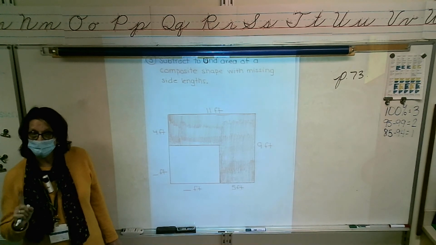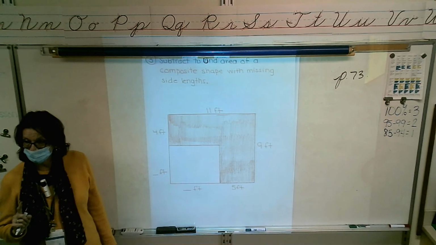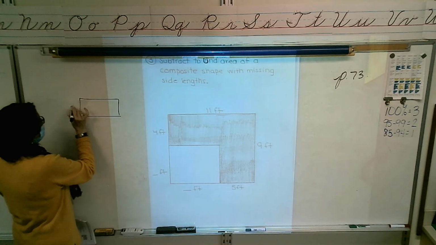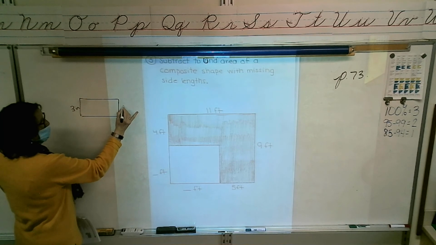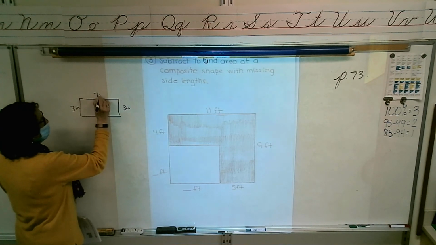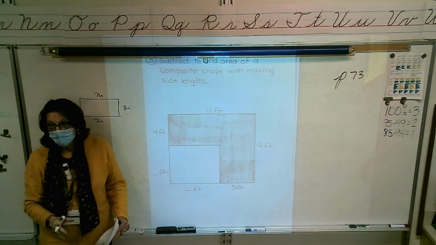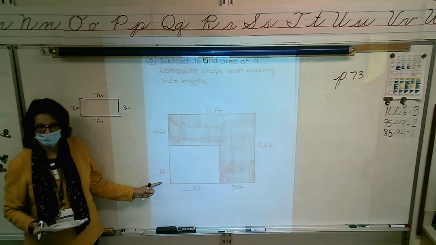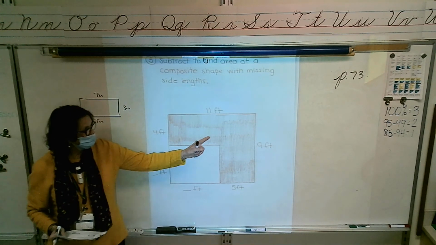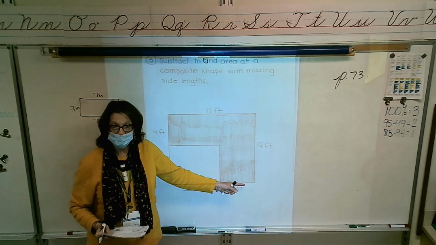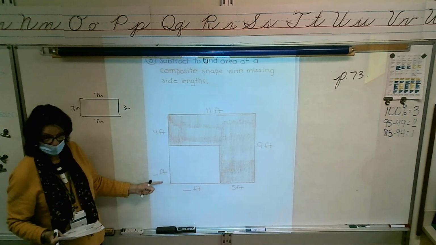One thing you need to know is opposite sides in a rectangle are equal. So when I draw a rectangle like this, if this side is 3 inches, this side will be 3 inches. If this side is 7 inches, then this side will be 7 inches. So that should help us figure out this missing side length. So first I'm going to look over here and I'm going to say, well, this side is 9 feet. So this side has to be 9 feet.